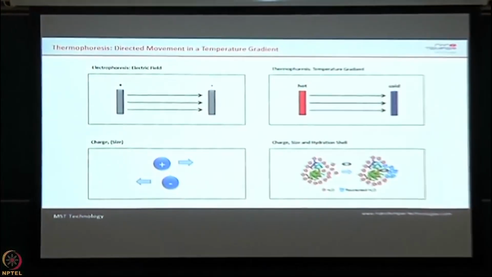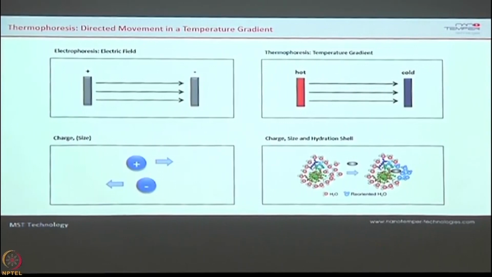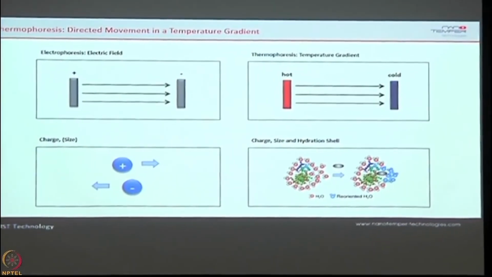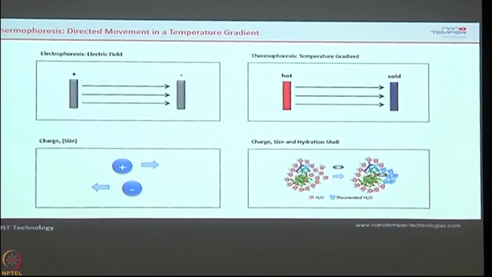What is thermophoresis? We all know what electrophoresis is. In an electric field, the ions or molecules will move based on their sizes, if there is any gradient in between them, like an acrylamide or any kind of gel. Similarly, thermophoresis is the movement of molecules in a temperature gradient. Thermo means temperature, phoresis means movement. The movement of the molecules in the temperature gradient is called thermophoresis. But this thermophoresis is sensitive to three things: size, charge, and the hydration shell.